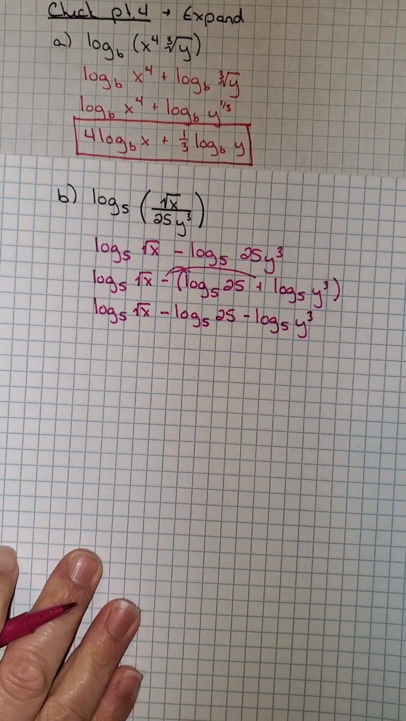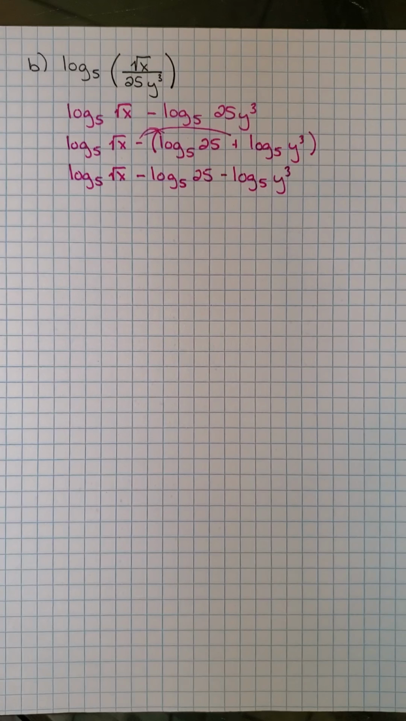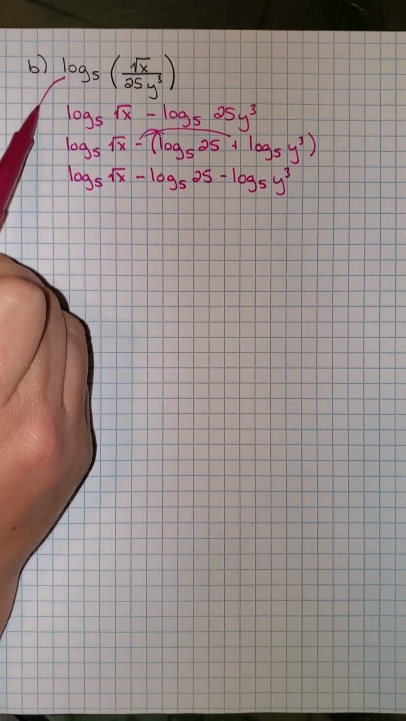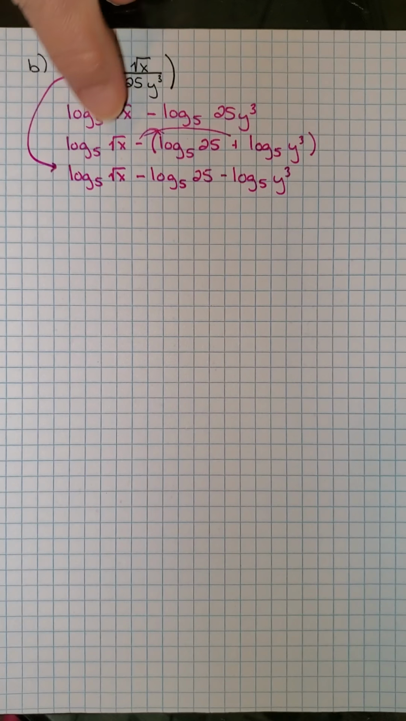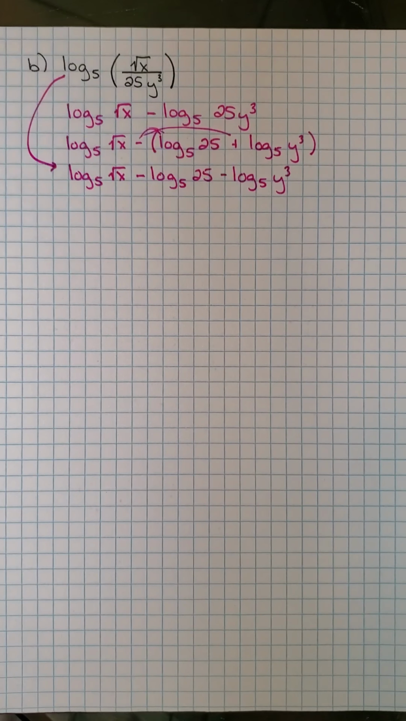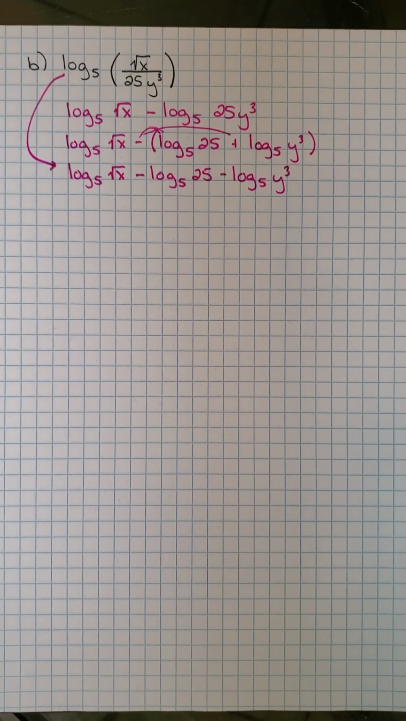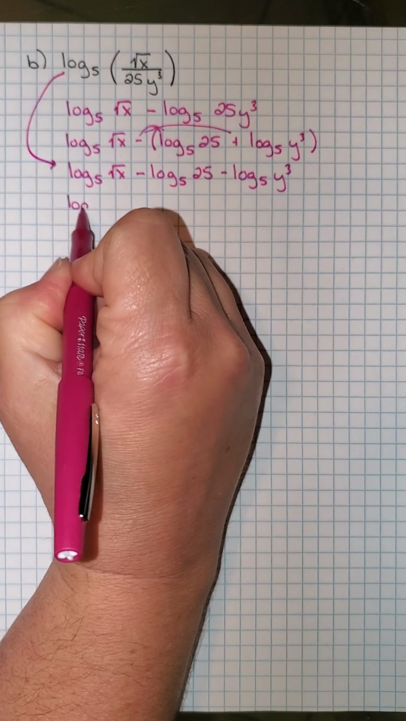Now, if I were to ever do this problem again, I would not go through all that. I'd actually go from here right to here, because anything on the top gets a positive log, anything on the bottom gets a negative log. And if you just think of it that way, it works just as well. Okay, but we have some powers we have to deal with, so we're not done.